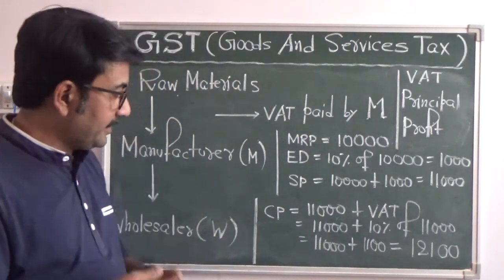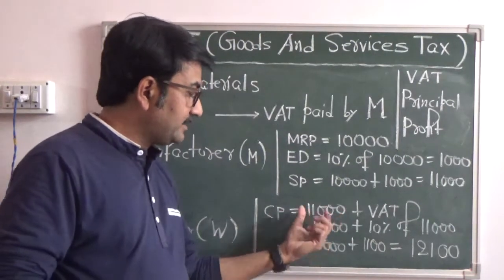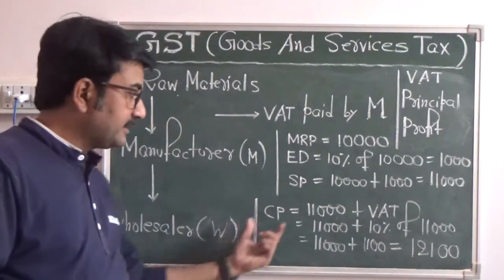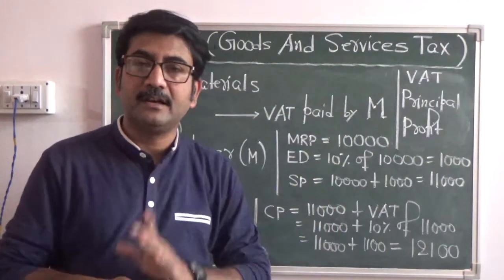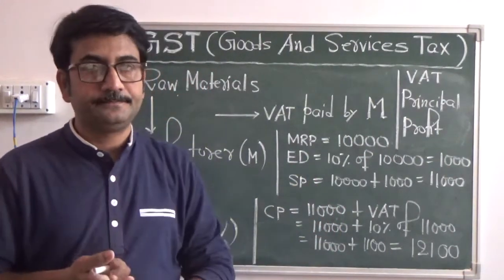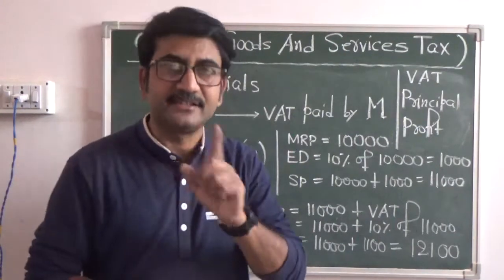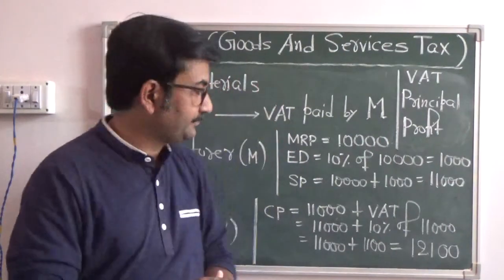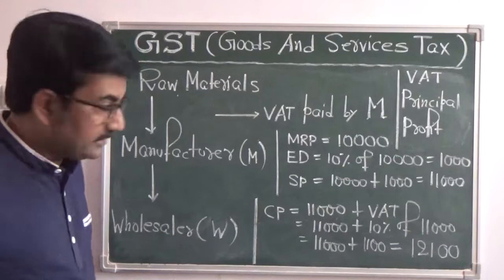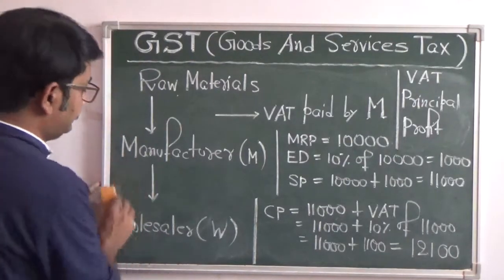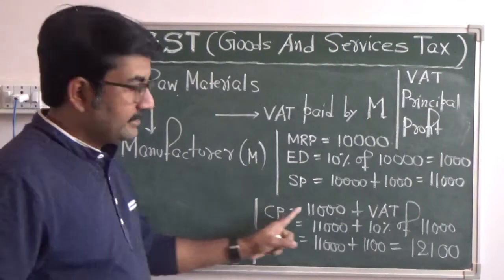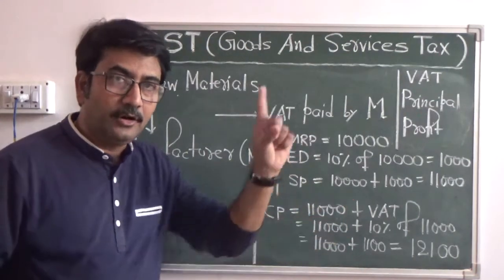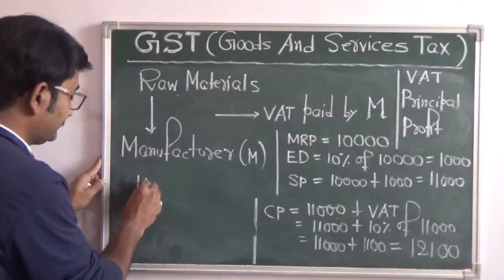Okay? Now, the cost price for the article for the wholesaler is rupees 11,000, and while purchasing he has to pay a tax in the form of VAT. Now the question arises here, this is the point to be noted. The wholesaler is paying tax on 11,000.